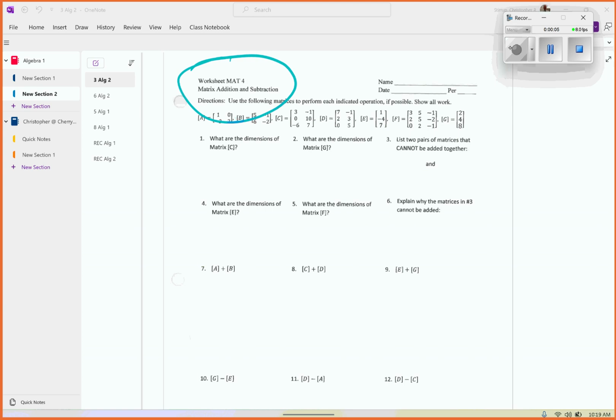To try this, correct? All right. So, I think some of these were probably pretty quick and easy, and I'm not sure if you had any trouble on any of them. Was there any that you need me to go over from MAT4?